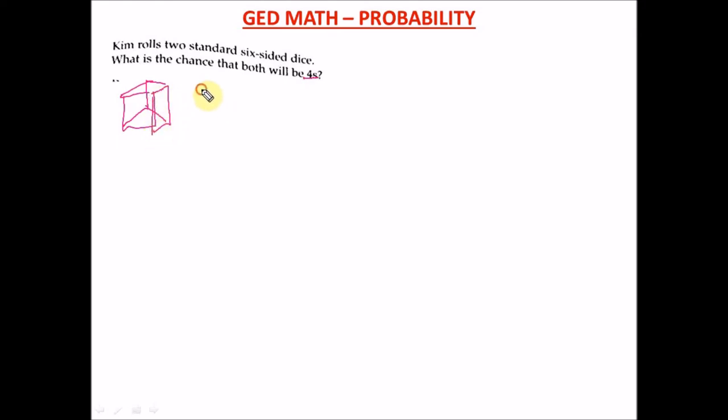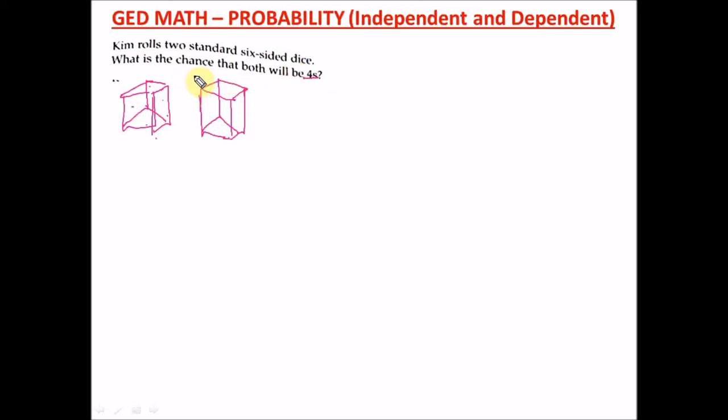Sorry, forgive my drawing here. So we have two of these, and each has 6 sides. And on each side, remember, a dice is labeled 1, 2, 3, counting till you get to 6. Okay, so now it says Kim rolls 2 standard 6-sided dice. So what probability is this? Now this is an independent probability, because the event happening here would not affect this. There are 2 separate dice.